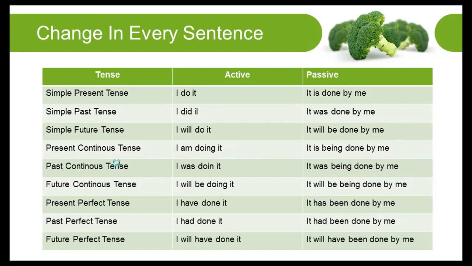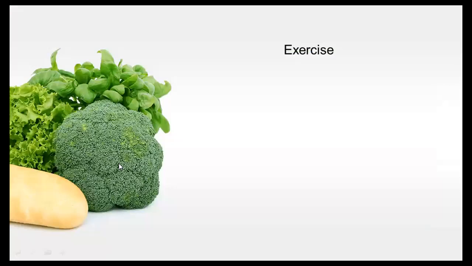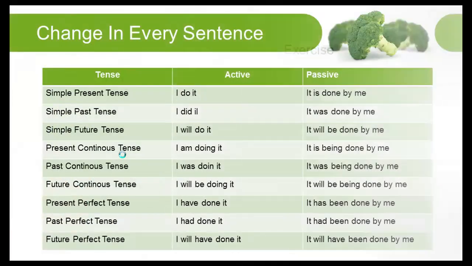Okay, the next is past continuous tense. I was doing it. How do we change it to a passive sentence? It was being done by me. This is for past continuous tense.